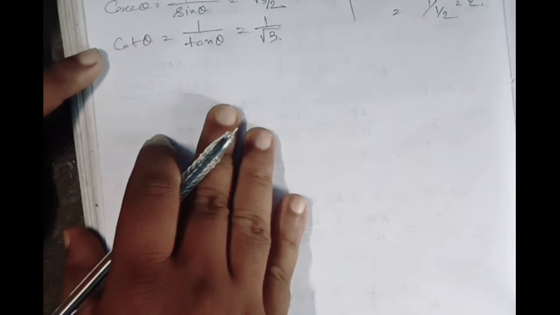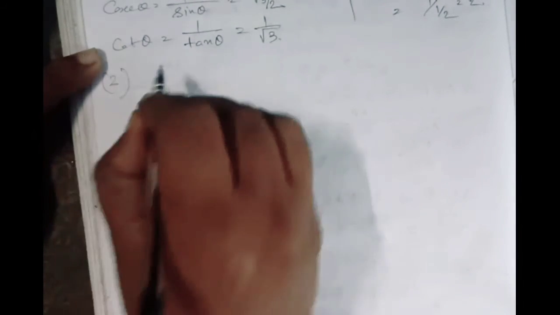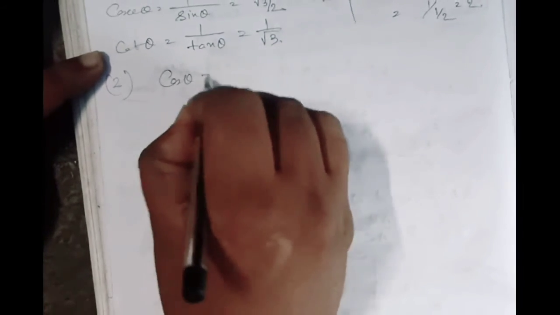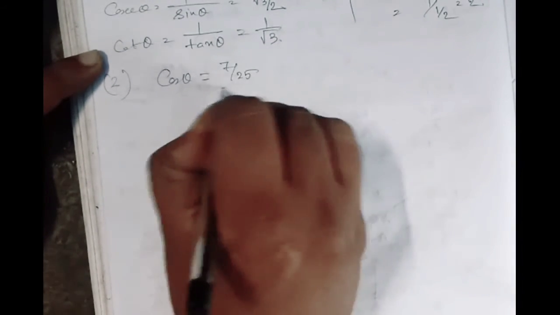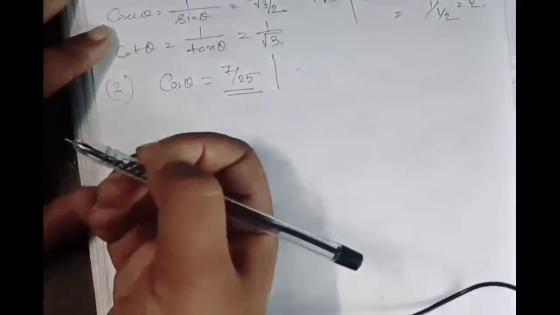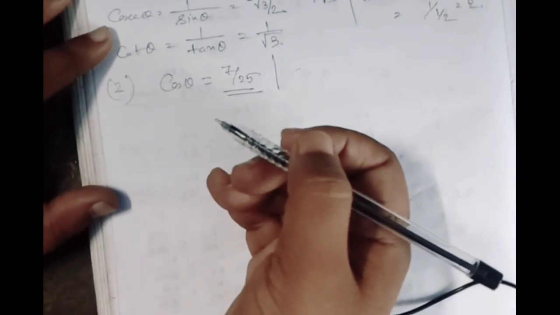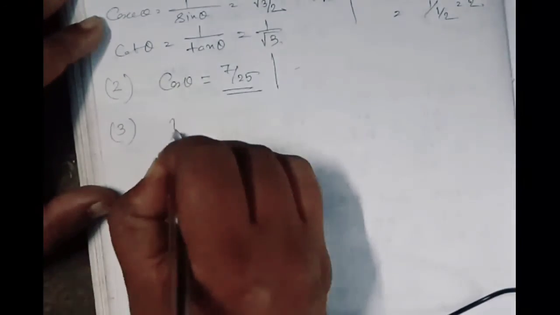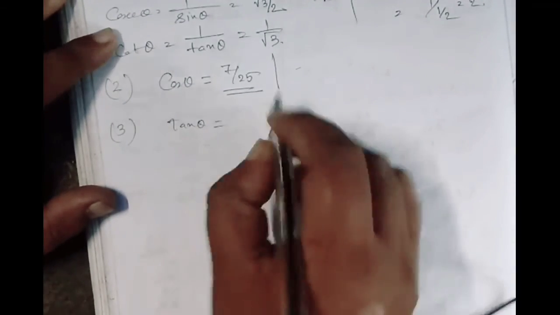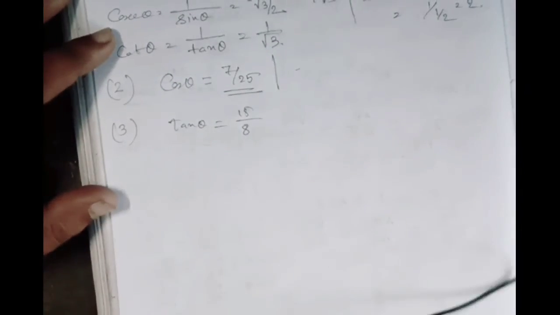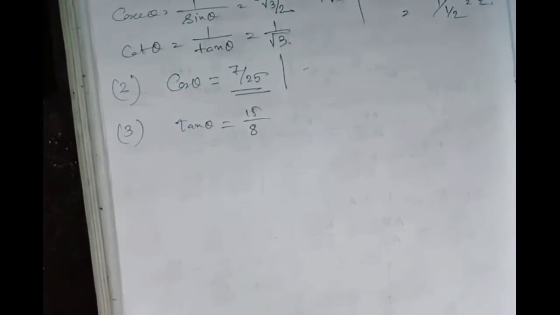Similarly, in question number 2, it is given that cos theta is equal to 7 by 25. So we have to find the other trigonometric ratios. The process is similar. Next, the tan theta is given. We have to find the other trigonometric ratios. That is question number 3. Tan theta is equal to 15 by 8.